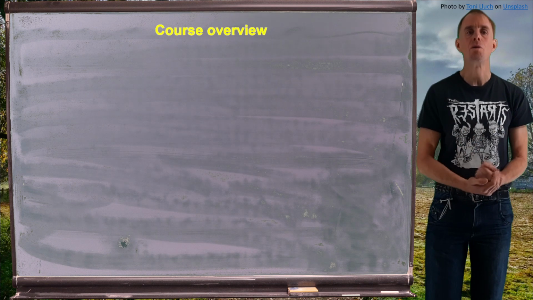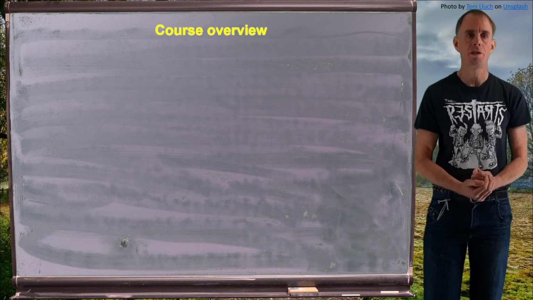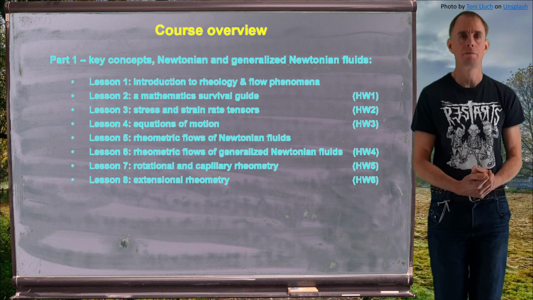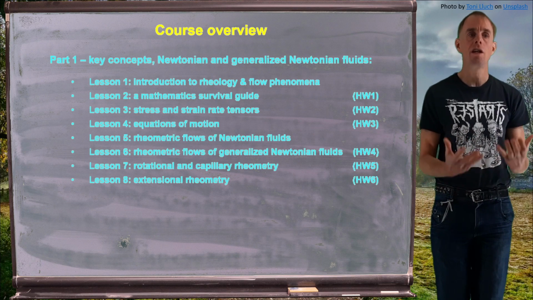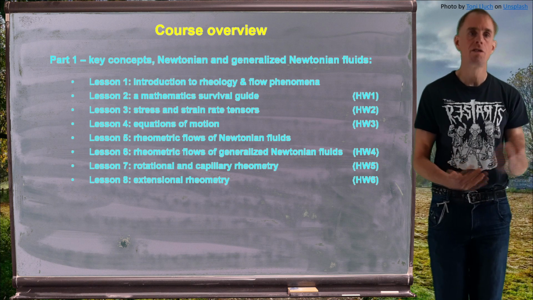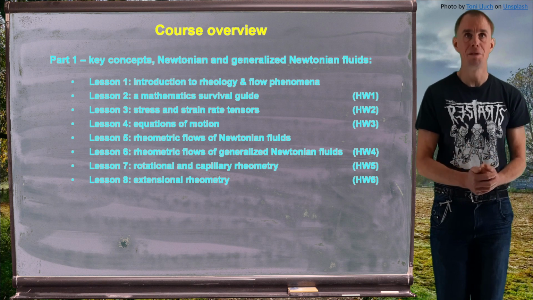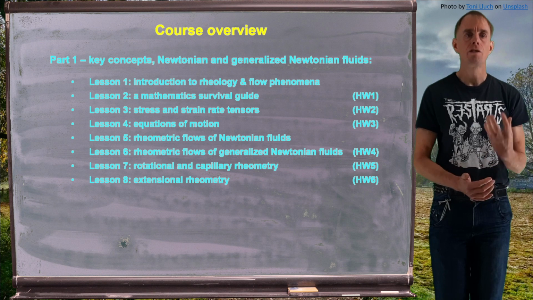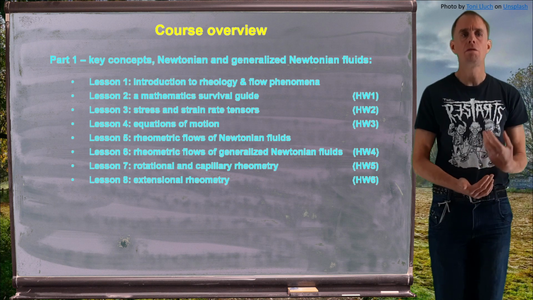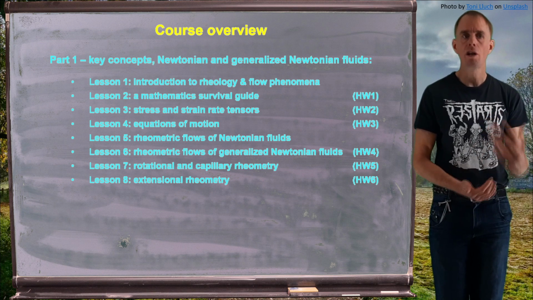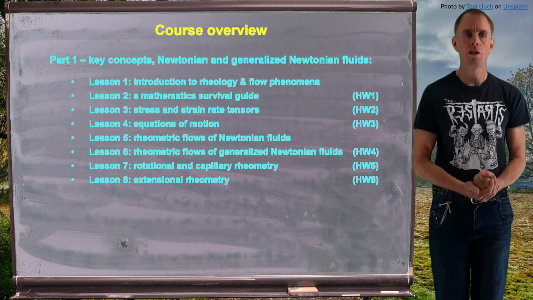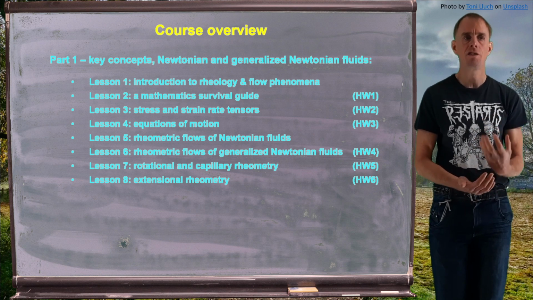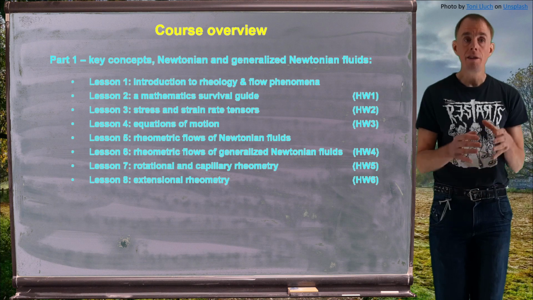So let me now give you an overview of what this course is going to contain and how it's structured. The course is structured in two parts: pre-midterm and post-midterm, the midterms being a nice divisor. So part one is all around key concepts, Newtonian fluids and generalised Newtonian fluids, and there's 8 lessons in part one. This is the first lesson.